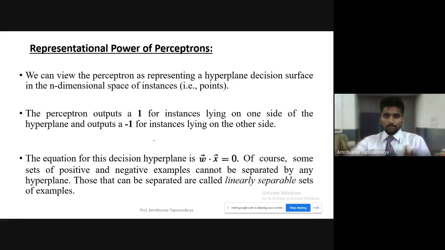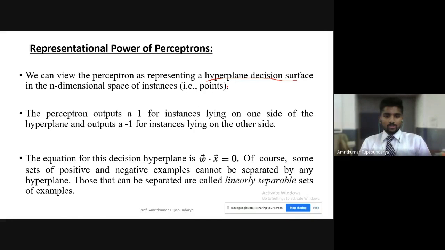Now, what is this hyperplane? We will understand this one by one. How can we view this perceptron, what we discussed just now, as representing a hyperplane decision surface? Let's say I want to put it into a two-dimensional representation. There can be multiple dimensions in which we can put it. There is no limit to it, there is so much to be explored. So we can simply have an n-dimensional space for every possible instance that we have.